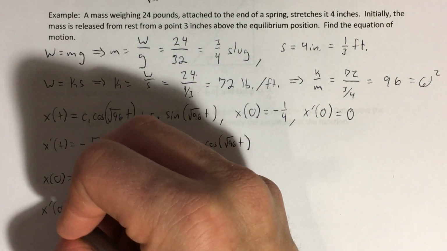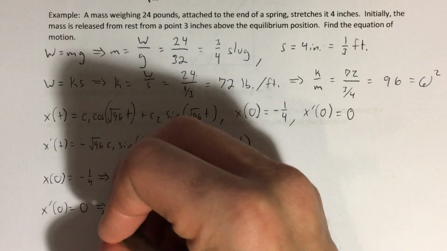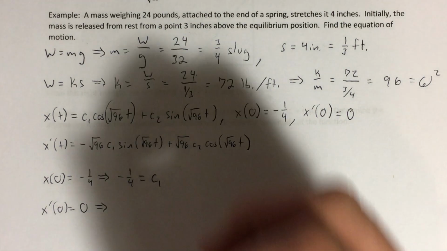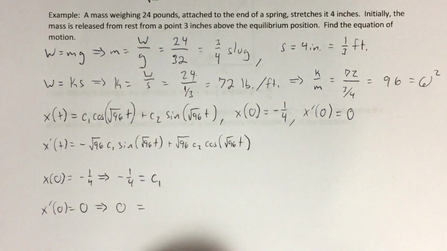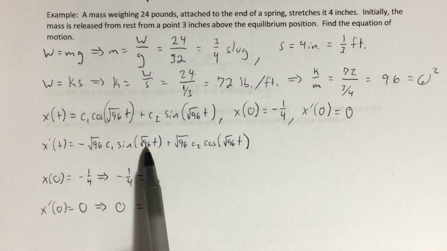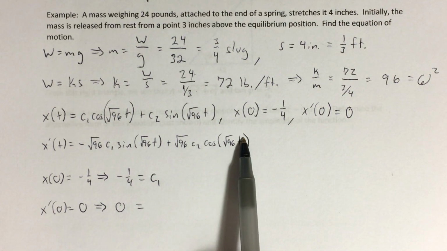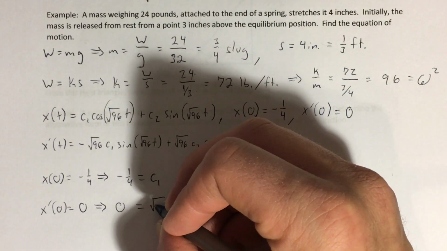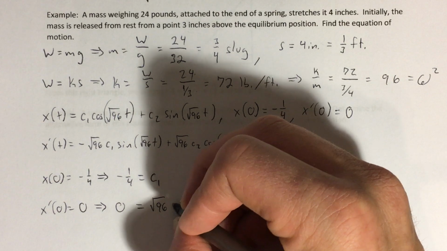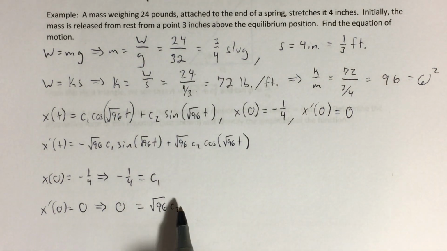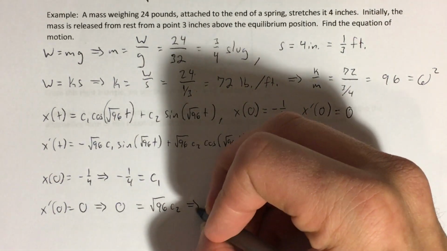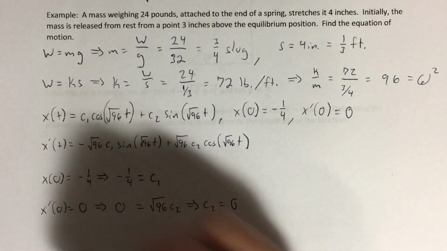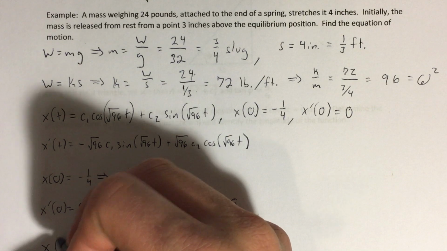x prime of 0 equals 0 implies that when substituting a 0 in here, I should have 0 equals, sine of 0 is equal to 0, cosine of 0 is equal to 1 times root 96 c2. That gives me 0 equals root 96 c2. Of course, if that's the case, then c2 would have to equal 0. c2 equals 0, okay?